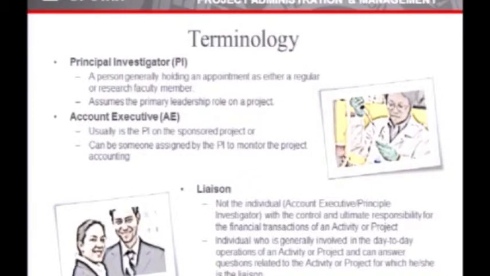And then account executive, as is discussed in PeopleSoft, is usually the PI on the project, or the PI can assign someone to have the responsibility to monitor the project accounting. As we talk about liaisons, in certain cases there's just one liaison, sometimes more than one along the way. It's usually not the account executive or the PI who has control and ultimate responsibility for the project, but it is the one who's generally involved in day-to-day activity and can answer questions.